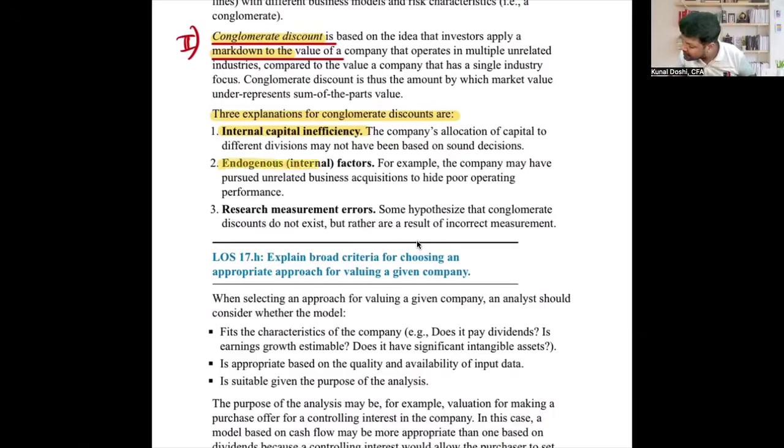Second is internal factors. A company may have pursued unrelated business acquisitions because of lack of corporate governance, where they are trying to hide a few things. It's a management mishap. So those can also be the reason for going into these multiple businesses. Therefore, they might not be efficient. And third is very silly, which is that they are saying this conglomerate discount may be just because of valuation error. In reality, it might not exist. So these are the three reasons for having a conglomerate discount, generally applicable for large companies which are doing multiple lines of business. Got it?